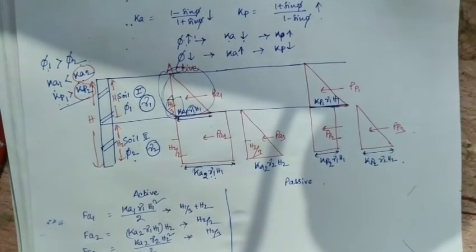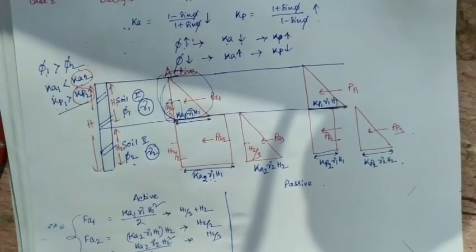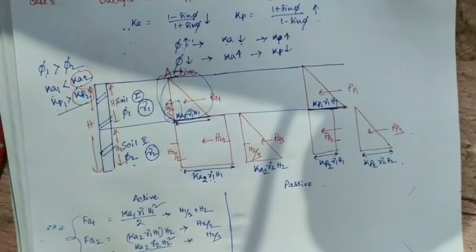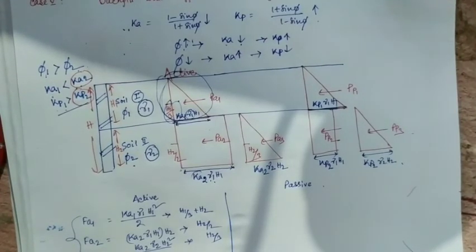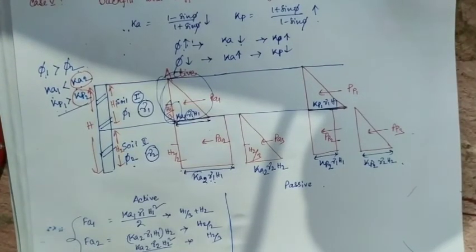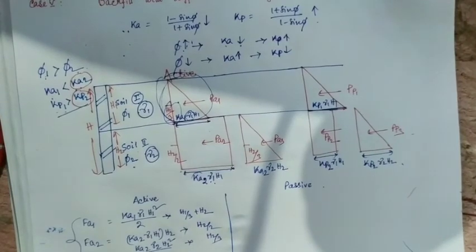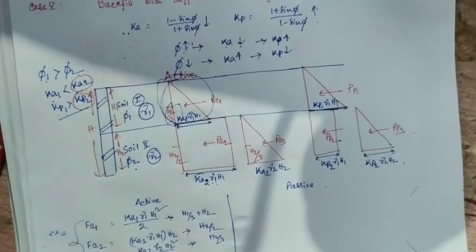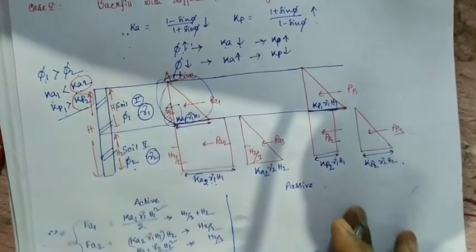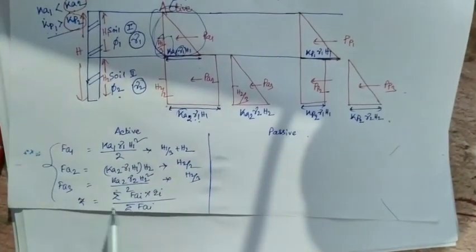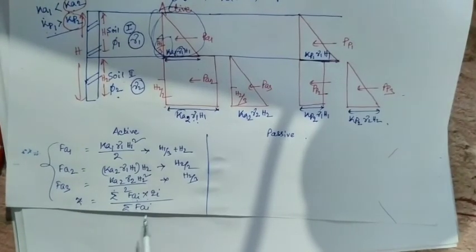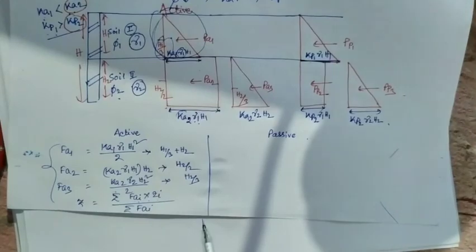So to get the total thrust, we just have to add all of these. And what will then be the point of the resultant force? The point of the resultant force will be the summation of Fai into Zi by the summation of Fai. Okay, Z will be the summation of Fai into Zi by the summation of Fai.